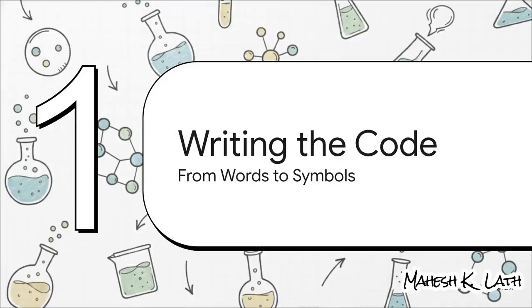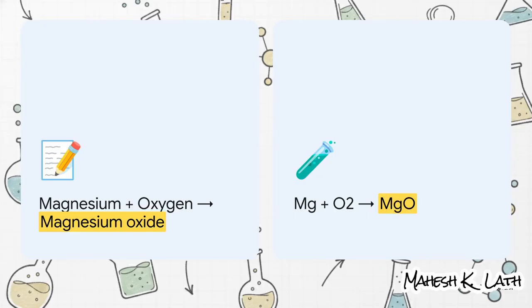Moving right along to part two, writing the chemical code, from words to symbols. Okay, so we spotted our physical clues. But writing out "magnesium burns in oxygen to create magnesium oxide" every single time we do an experiment, yeah, that gets really clunky really fast. Science is all about precision and efficiency.